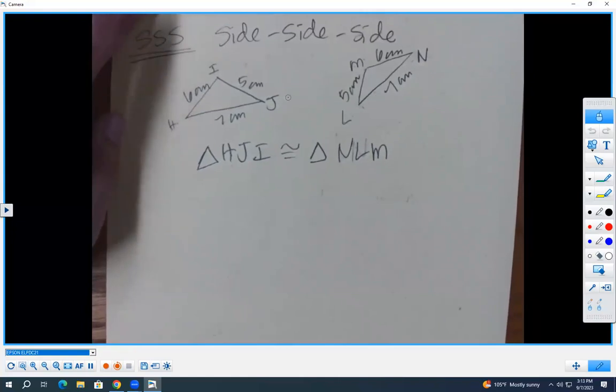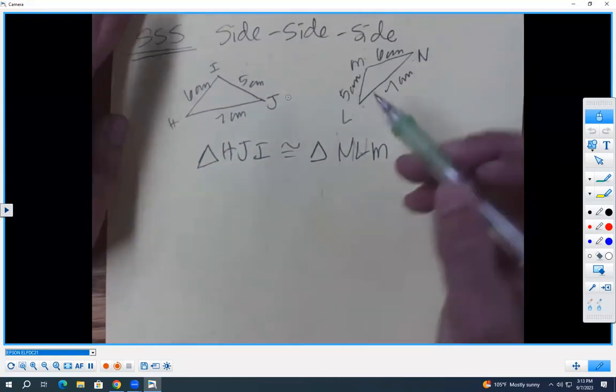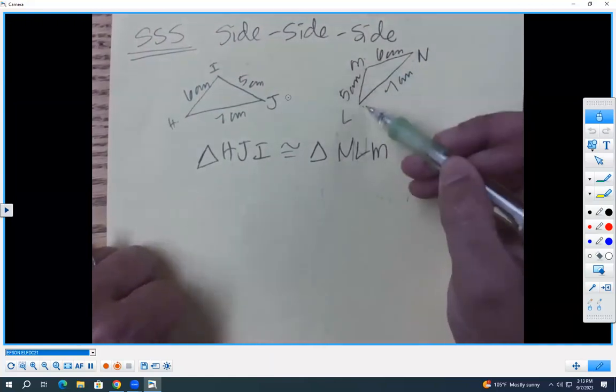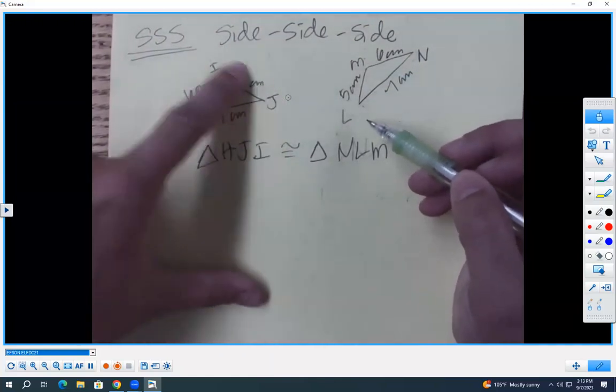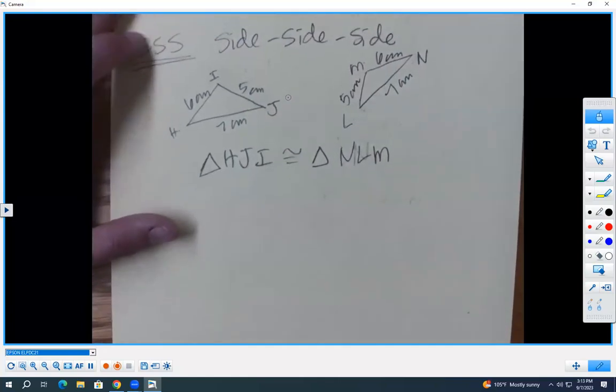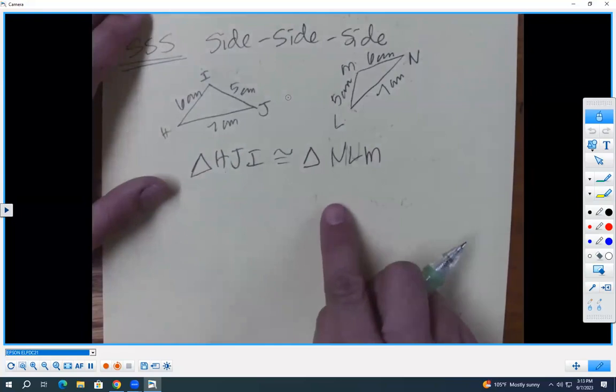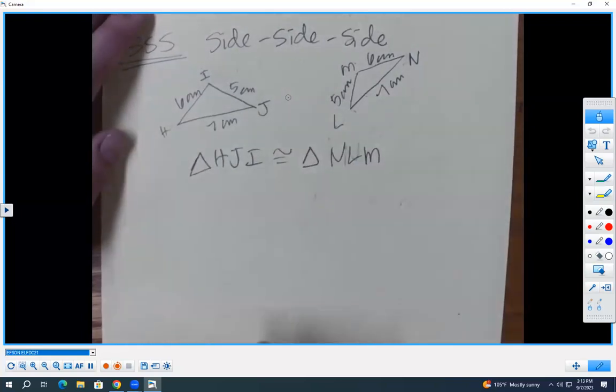And now you can check and make sure NL, is that the same thing as HJ? Yes. LM 5, is that the same thing as JI? 5, yes. So now based on that information, since these triangles are congruent, I know all the pieces are congruent.